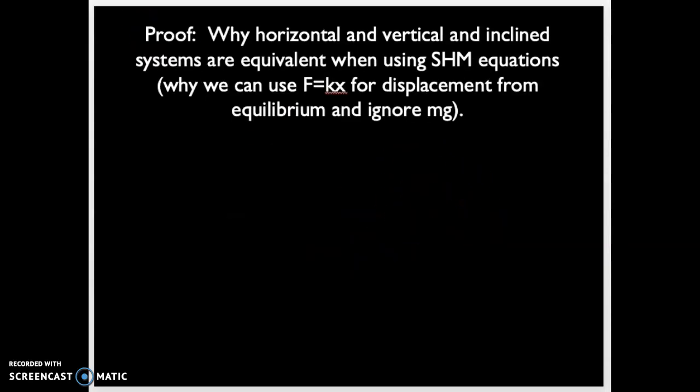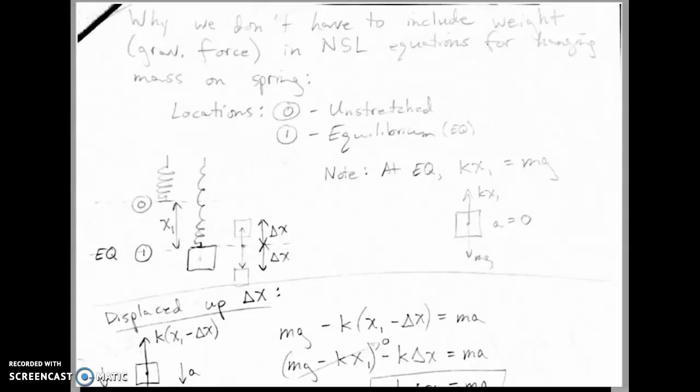Okay, now I'm going to show you the last thing for today, which is why horizontal and vertical and inclined systems are equivalent to each other when using simple harmonic motion equations, and why we can use F equals kx for displacement from equilibrium and ignore mg. And we kind of saw that already in some of the examples. Okay, here's an explanation I wrote up about why we can ignore mg when we write these Newton's second law equations for a hanging mass on a spring.